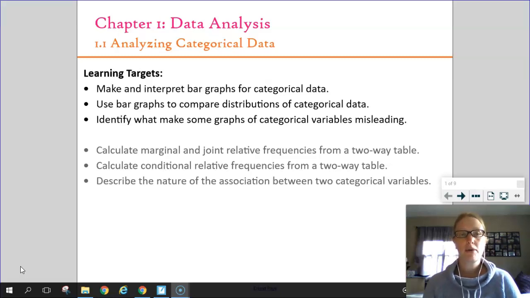So today we're going to talk about make and interpret bar graphs for categorical data, use bar graphs to compare distributions of categorical data, and identify what makes some graphs of categorical variables misleading. Pause the video here while you title your notes and list those three learning targets.